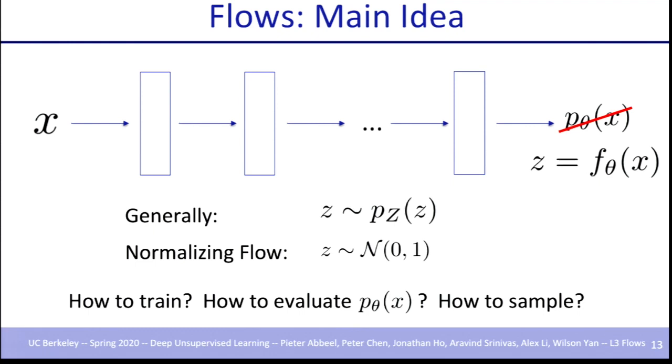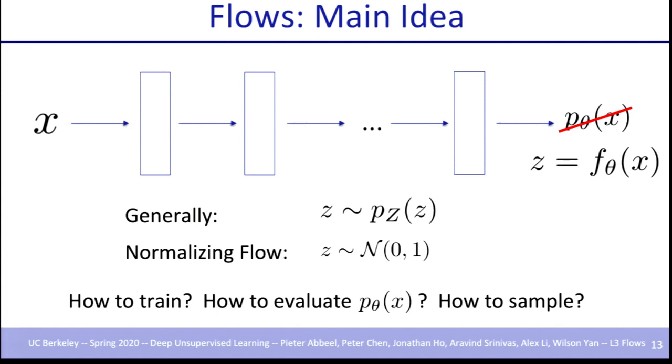That whole process from x to z will be called a flow. So that's just what a flow is, the mapping from x to z, assuming it satisfies a few properties. And then if z somehow is forced to come from a normal distribution, then it's going to be called a normalizing flow. A normal distribution is a Gaussian with mean 0 and standard deviation 1. So that's our main vehicle that we're going to be using.